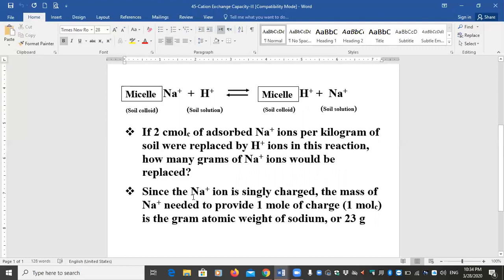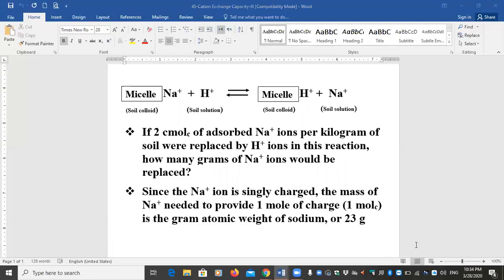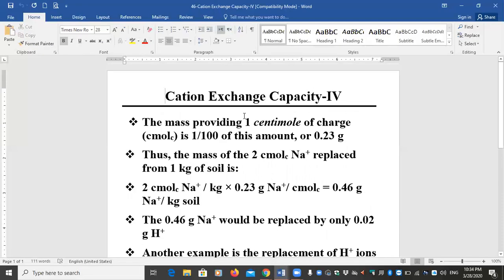So that means if we have 1 mole of sodium ions, the mass of it will be 23 grams, and the number of these ions or atoms that carry a charge will be Avogadro number. Okay, so keep this in mind. Easy, but concentrate. So the mass providing 1 centimole of charge is 1 over 100 of this amount, or 0.23 gram.